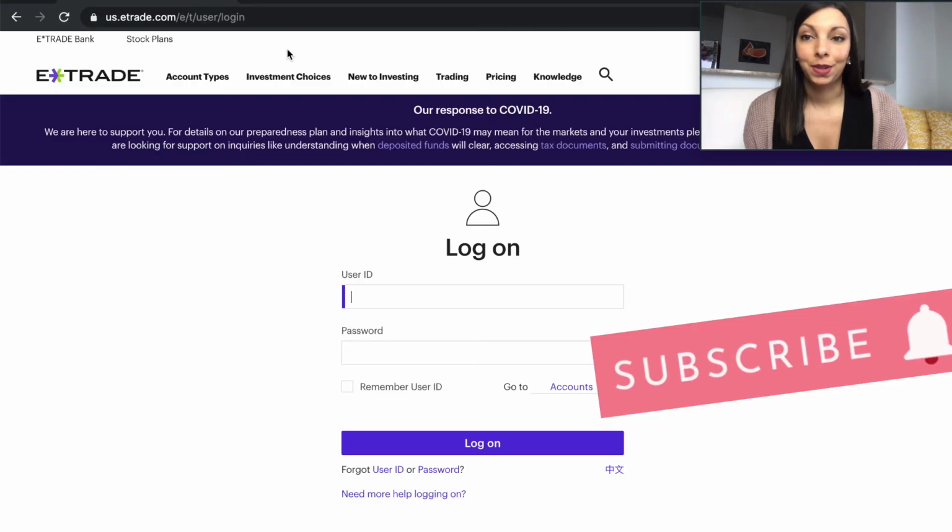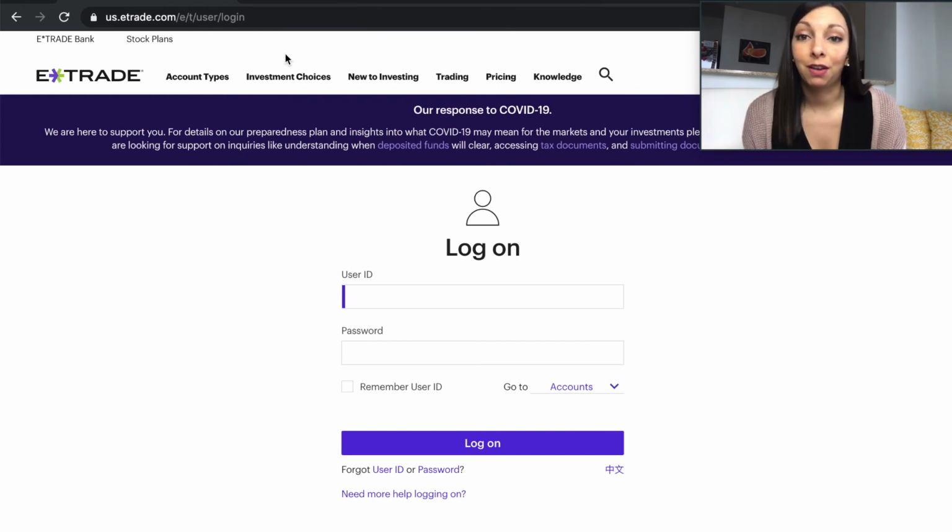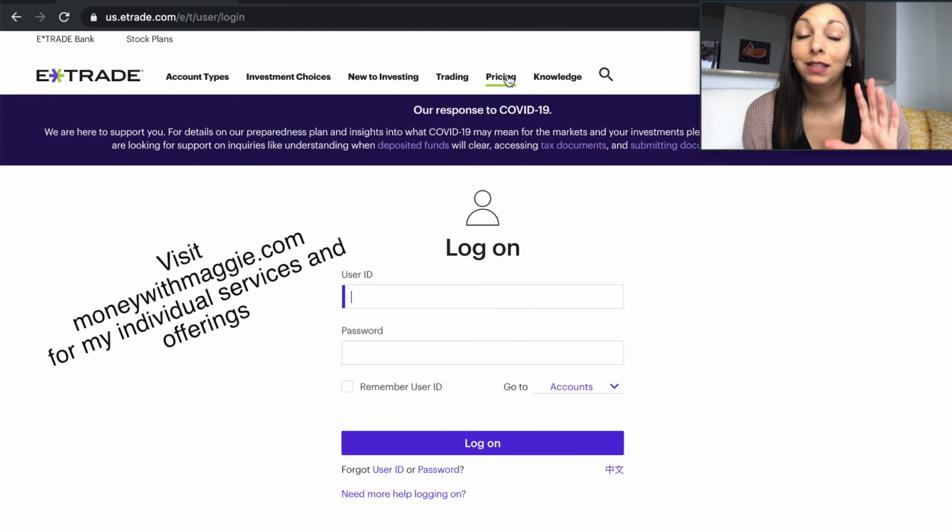Let's dive right in. I'm going to show you how to use Etrade's robo-advisor as well as Fidelity's robo-advisor. We're going to start with Etrade because that's what I'm most familiar with. It is where I worked for several years, so I've walked tons of people through this process. So I'll just bring you along with me.